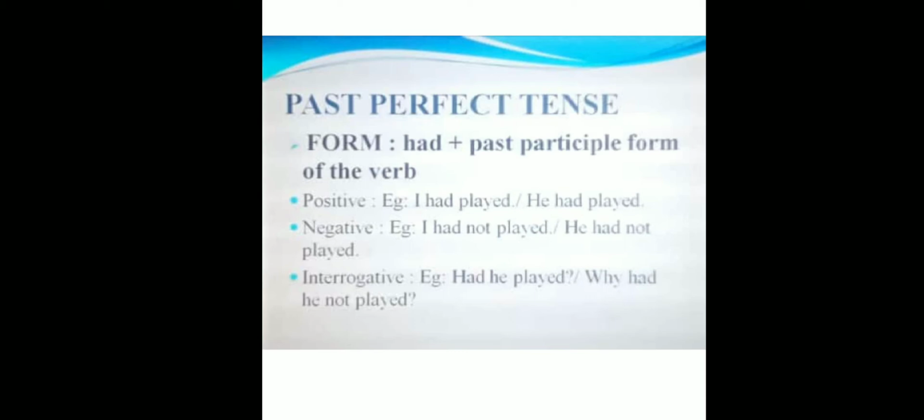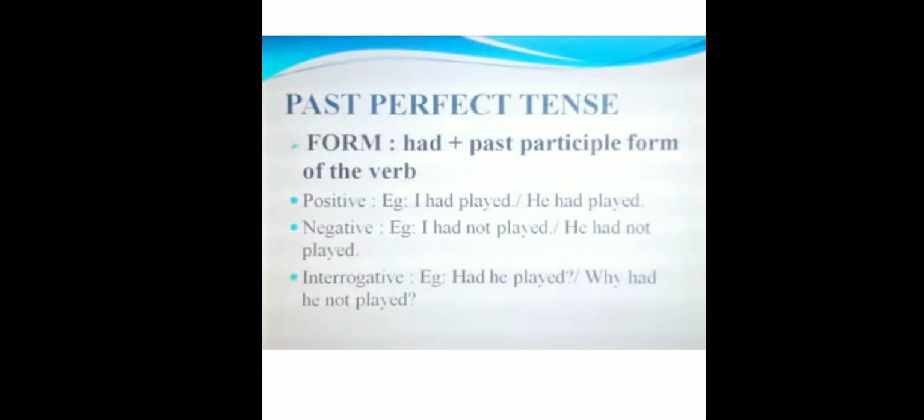Like in present we had the option has or have, where if the subject is singular we can use has, and if the subject is plural, have. Here we don't have an option, we have to put had plus the past participle form of the verb. Its positive example is I had played, he had played. Whether you are using a singular or plural subject, we have only one helping verb we can use here, and that is had plus V3, the past participle form of the verb.